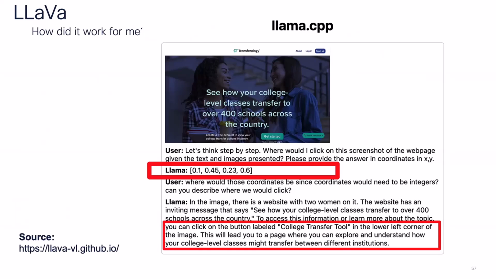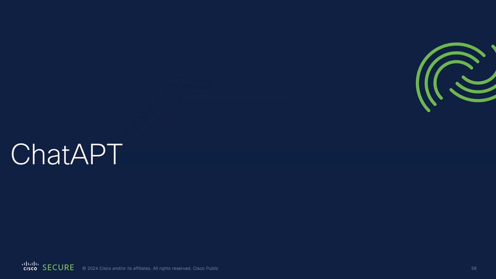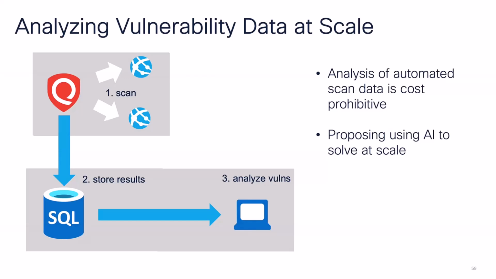So now I'll also talk about some of the things that I'm doing within Cisco themselves. One of the projects I have is analyzing vulnerability data at scale. There are external tools like Nessus or Qualys, and they do scans on devices and store different results, and we have to analyze them.